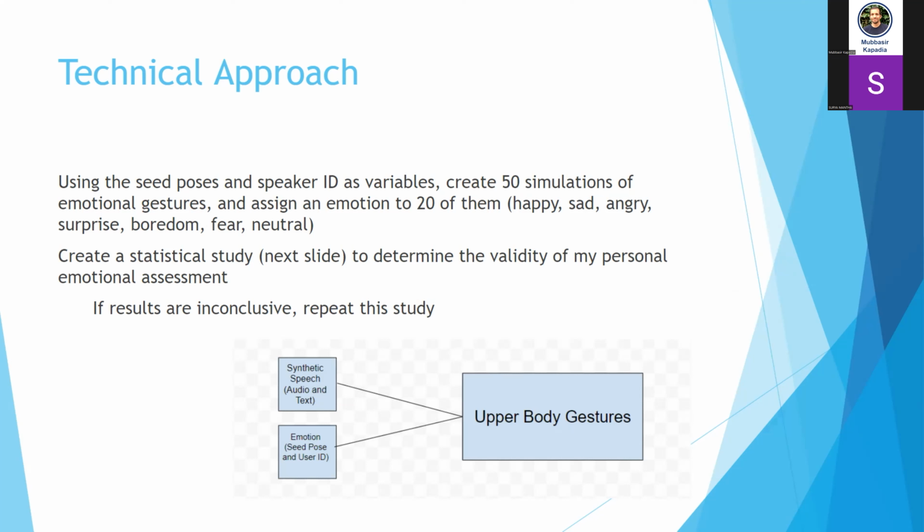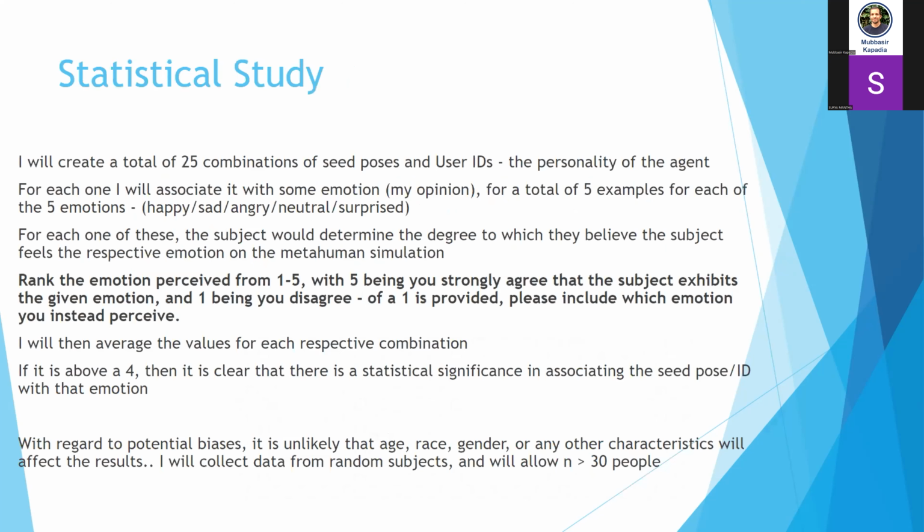And then based on my personal opinion, I'm going to assign an emotion to 20 of them that I believe carry the most emotion, right? From there, I'm going to create a statistical study to evaluate the accuracy of my personal opinions, which are, of course, not valid, my intuition. Next slide. This is an overview of the statistical study itself, how I'm going to go about determining the validity of these 20 or 25 combinations of the emotions.